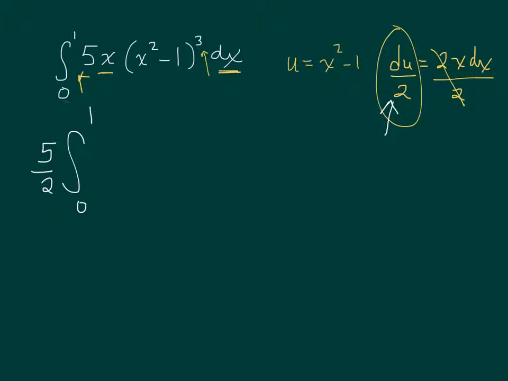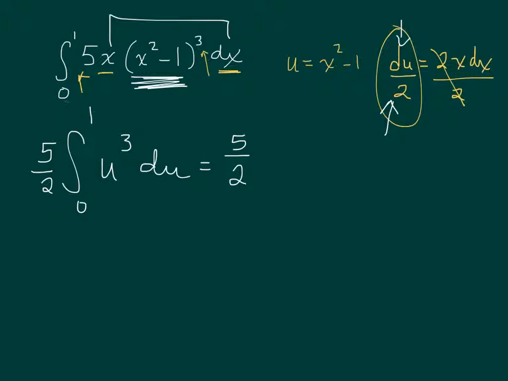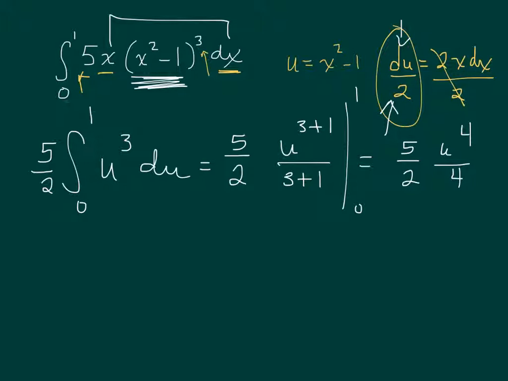And I'm going to end up with this piece right here being my u to the third power. And then the x dx is left with my du, and I already put the 2 on the outside. So now it makes it easier to deal with because all I have to do is find the antiderivative by adding 1 to my exponents, and then I'm going to evaluate it at 0 and 1. So I get 5 over 2 u to the 4th power over 4, or that's 5u to the 4th over 8, and I'm still evaluating this from 0 to 1.